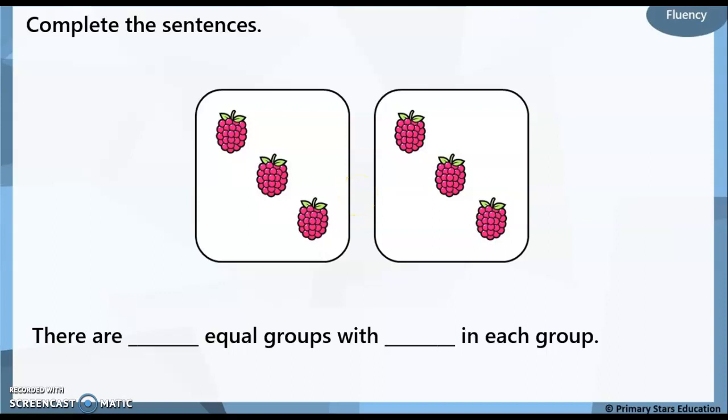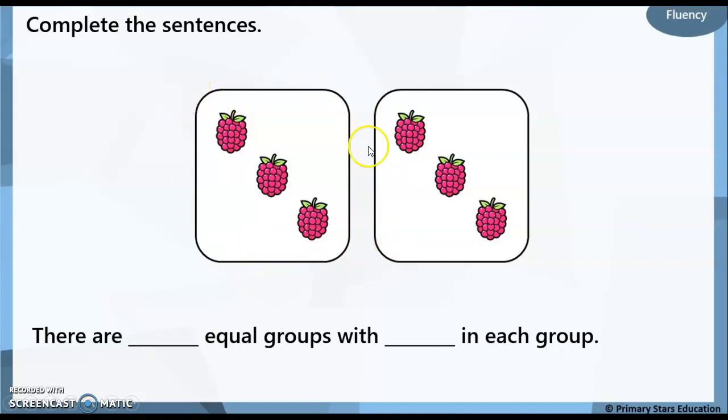So now let's look at the main part of the lesson. Here we have a picture and it says complete the sentences. Now we've seen these sentences before. There are something equal groups with something in each group. So the first bit it's asking us to do is looking at how many equal groups there are and checking to see if they're equal.